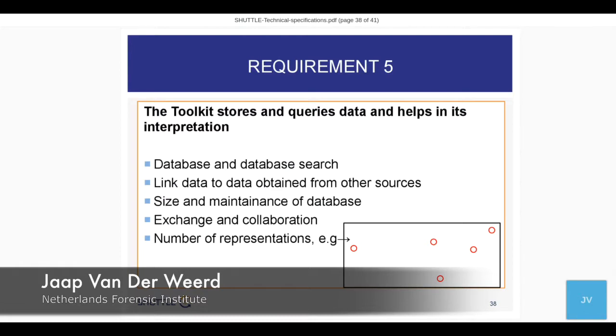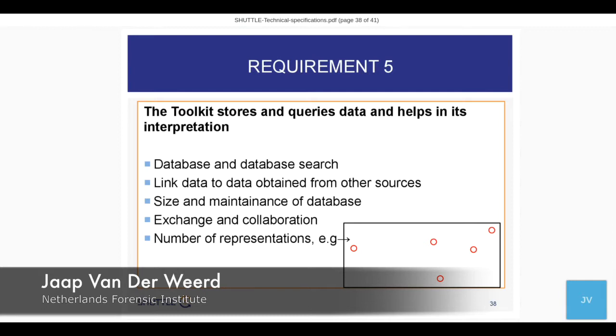Database. The toolkit stores and queries data that helps in interpretation. There will be 2 bits again. The database structure itself. Within the consortium, there's already quite a bit of research into databases, and we'll provide the current status of our research that you can help with. You're not obliged to use that, but you're welcome to build on the foundation that's already there.